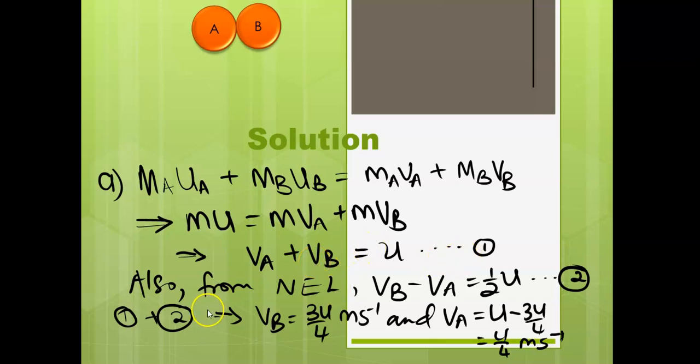That gives equation 1. From Newton's law again, we have VB minus VA is E times UA minus UB, and UA is U, UB is 0, so half times U gives U over 2. Now, solving simultaneously, since you have negative VA in equation 2, when you add, you are going to have 2VB is equal to 3U over 2. If you divide both sides by 2, you have VB is 3U over 4, and VA is U over 4 meters per second. So that's the answer to A.